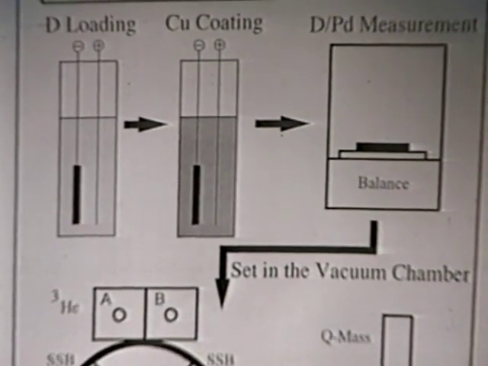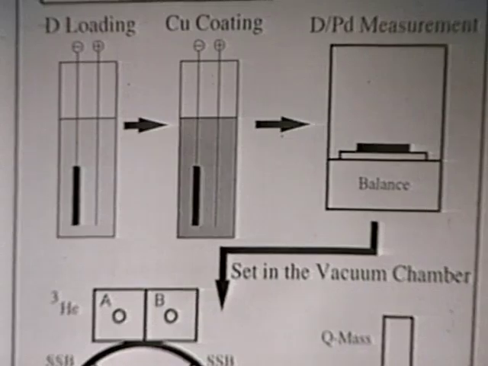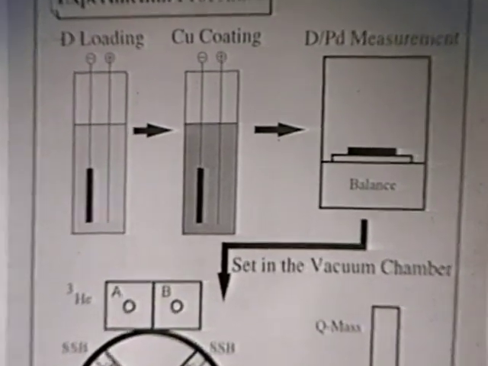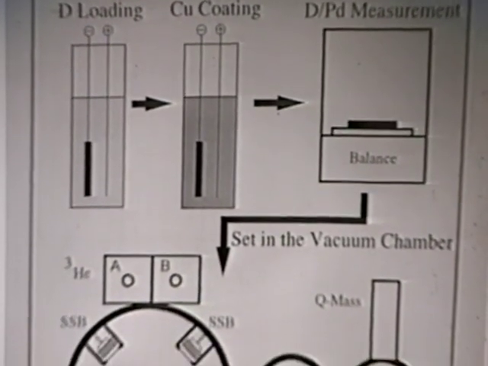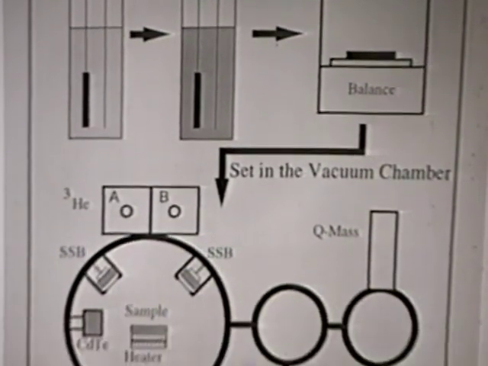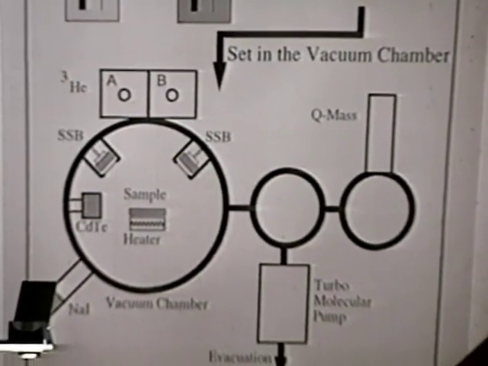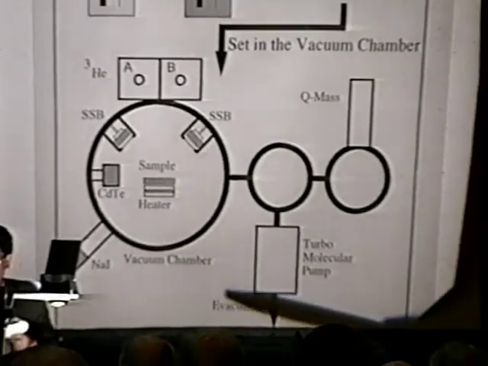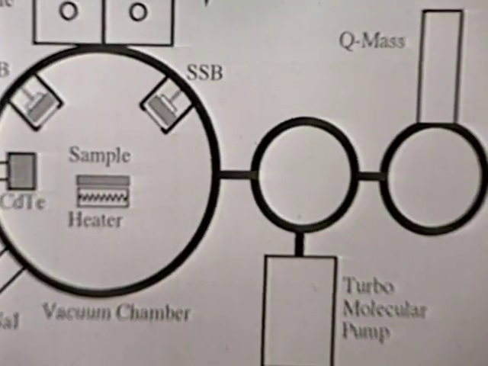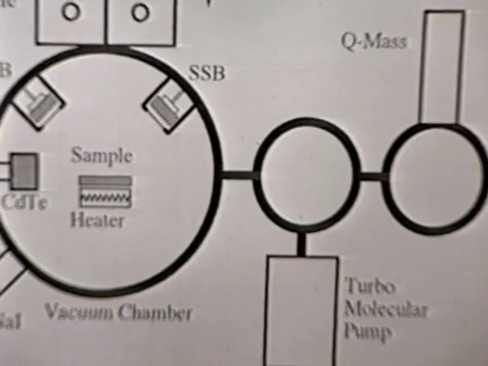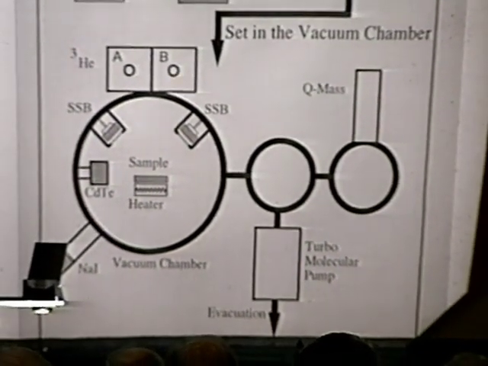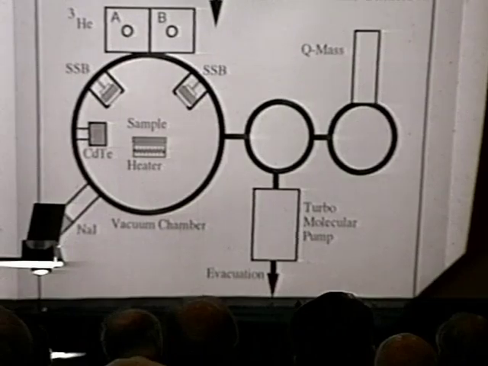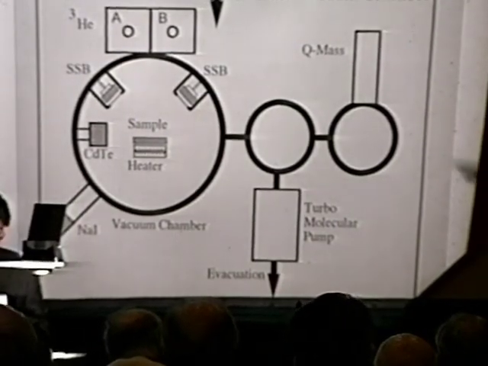The sample is introduced into the vacuum chamber and set on a heater. Evacuating the chamber, we heat the sample by this heater up to about 120 degrees centigrade. And then we observe nuclear products from the sample by these detectors.